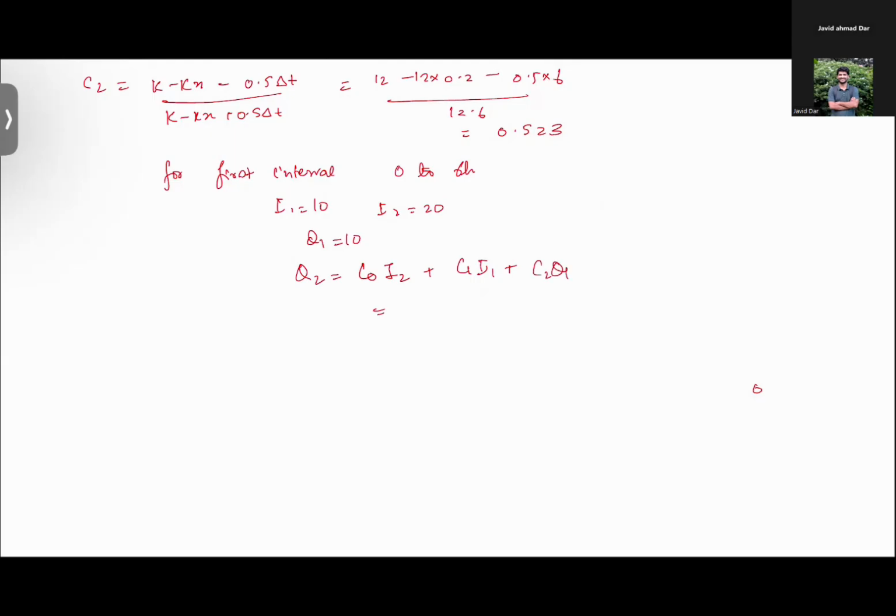So if you put the values, your C naught is 0.048, I2 is 20, C1 is 0.429, and your I1 is 10, plus C2 is 0.5253, and the Q1 is 10. So you get a value of 10.43 meter cube per second. I will show all the calculations in the Excel.